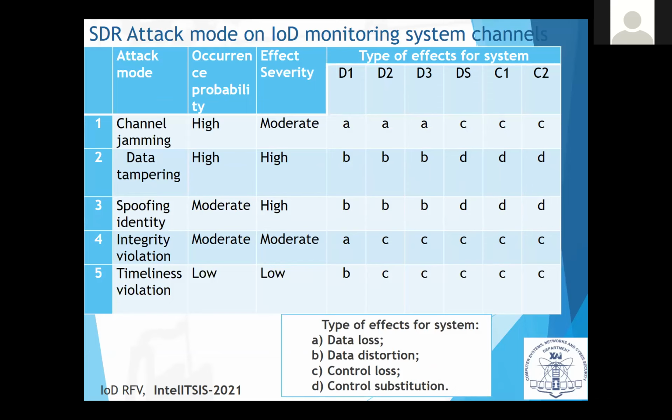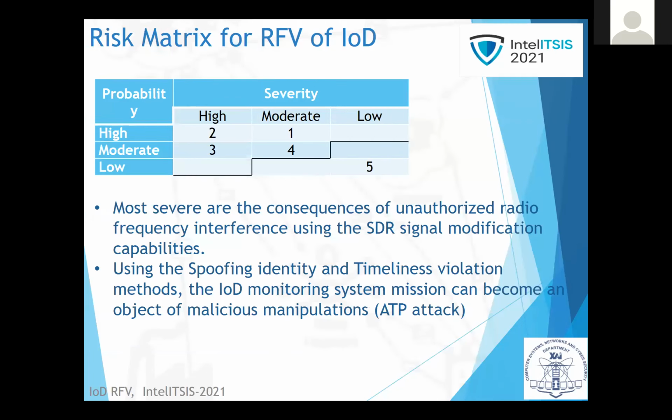In this, we also use some criteria of type of effects for the system. It's data loss, data destruction, control loss, and control substitution, sorry. By this, we make the risk matrix, which shows the likelihood of attacks that were demonstrated in the previous tables.